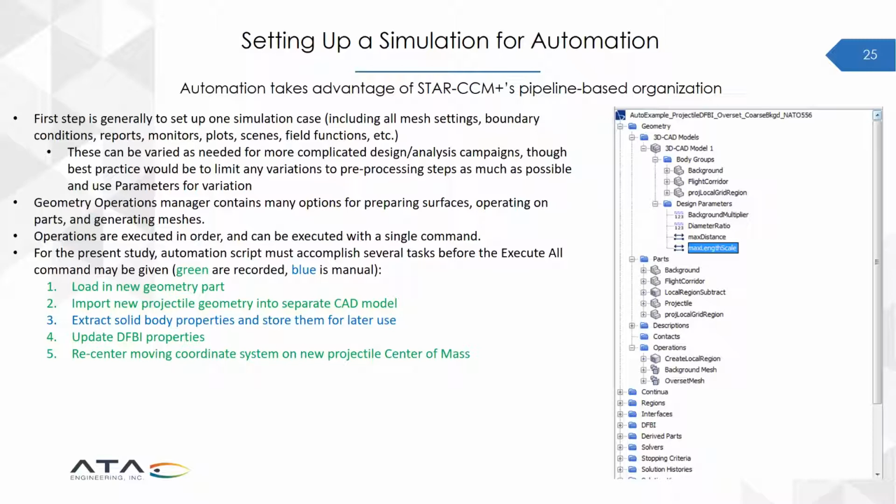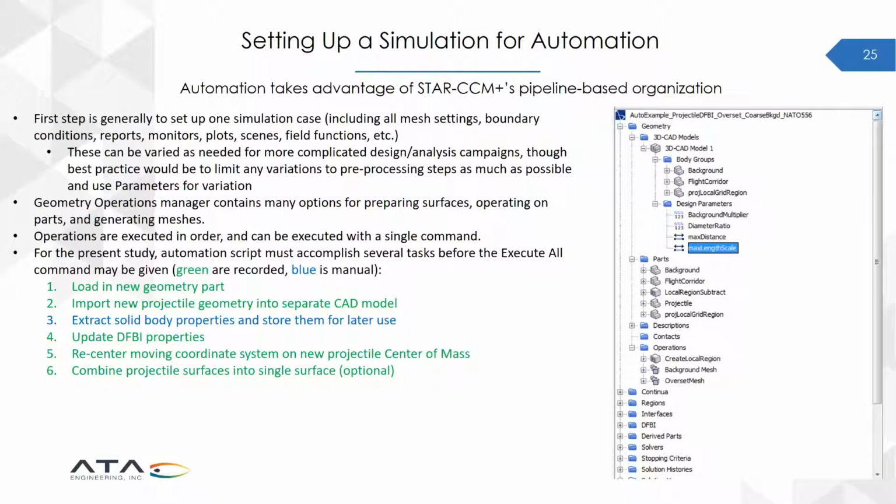What STAR will actually let you do, especially with DFBI simulations, is fix your views and tie them to a certain reference frame or coordinate system. In this case, we'll have a scene set up that is referenced to a moving coordinate system that will always follow and be centered on the projectile. And so we'll update that coordinate system to point to the center of mass location of the projectile for the initial run.